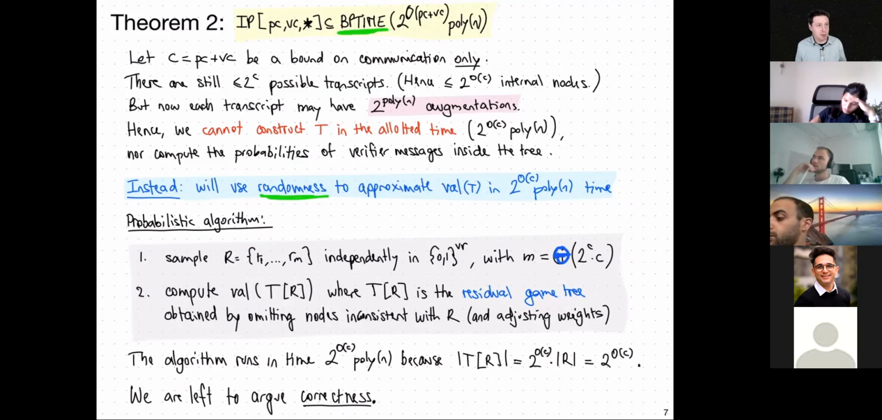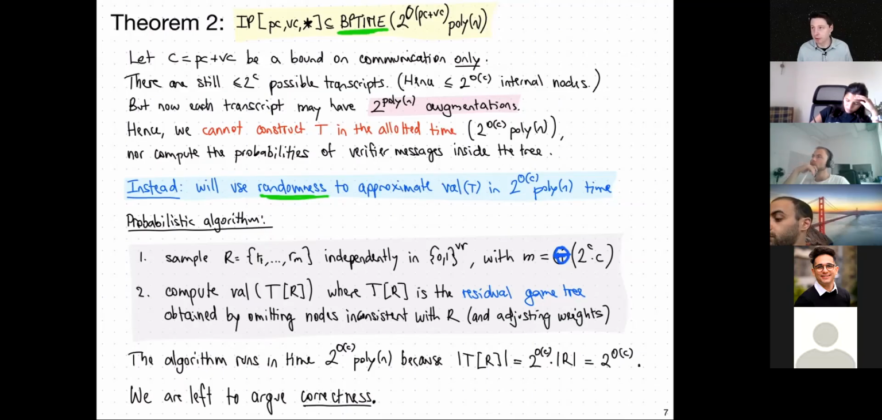We have a tree that is too big because the verifier has too much randomness. We know we don't really need to compute the value exactly. So we just say, okay, we'll sample enough representative random strings for the verifier and compute the value exactly relative to a representative sample. And we want to argue that with decent probability, the exact value of the representative sample is close to the exact value of the full tree. It's a pretty natural idea.